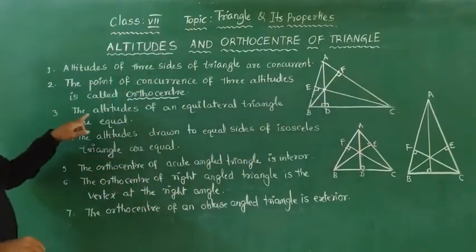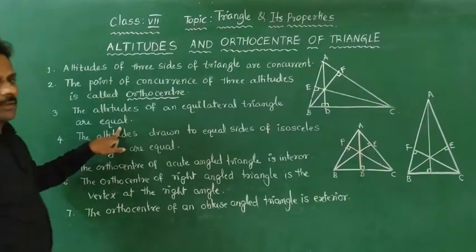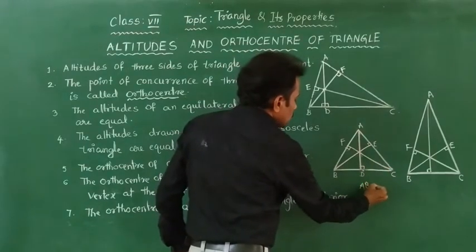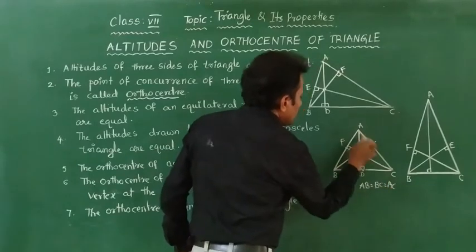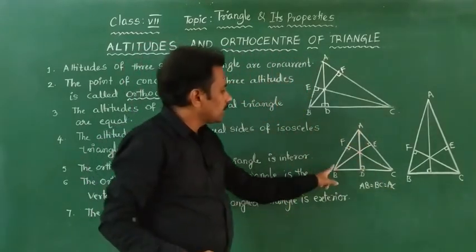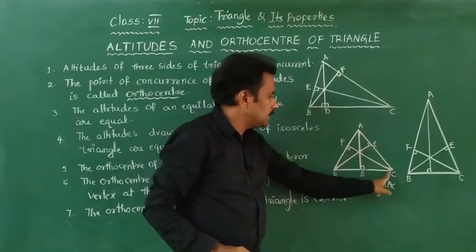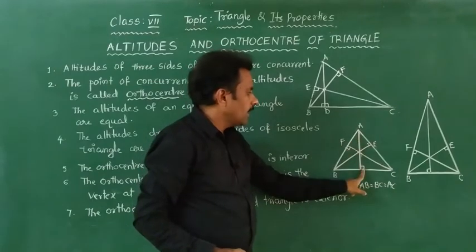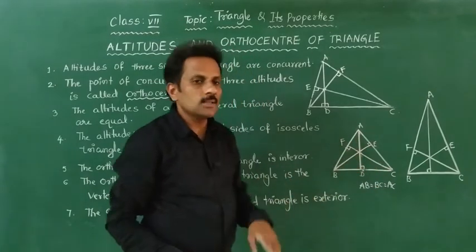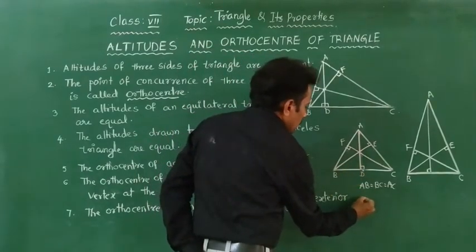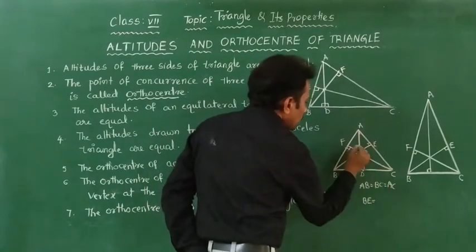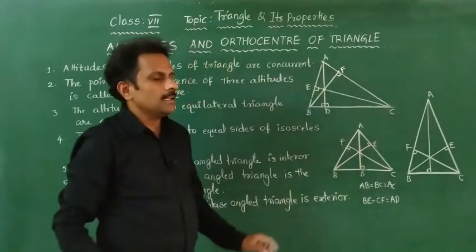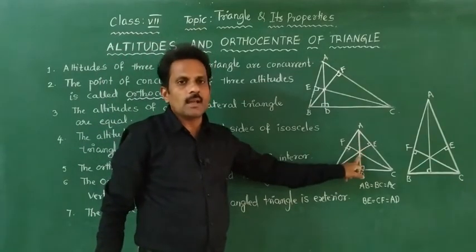So next, the altitudes of an equilateral triangle are equal. So here triangle ABC is an equilateral triangle where AB equals BC equals AC. All the three sides are equal. If you draw the altitudes to BC, AB and AC, they are respectively AD, CF and BE. They are also equal. That means we can say that altitude BE is the same as altitude CF is the same as altitude AD. That means in the equilateral triangle, all the three altitudes are equal.